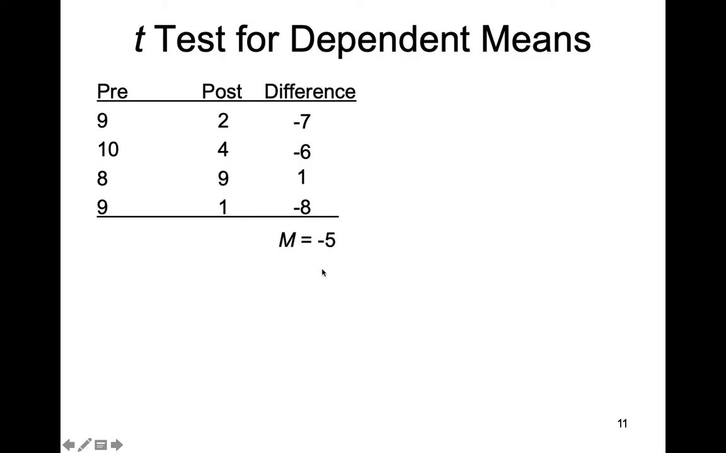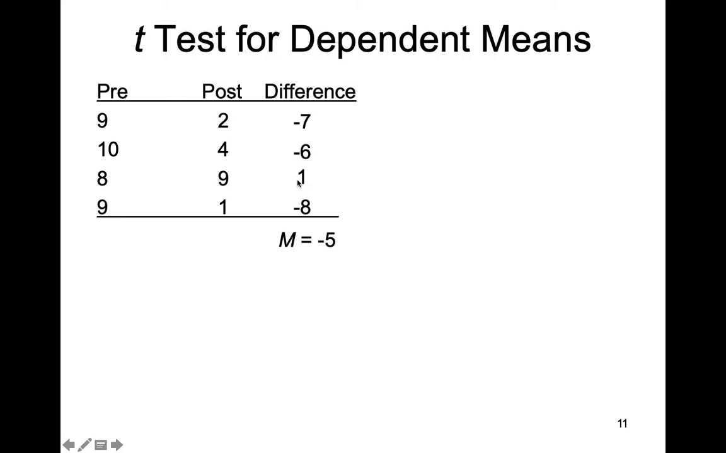The next thing that we can do is figure out what is the average difference score. So all I did was take the sum of these numbers. So -7 and -6 is -13.